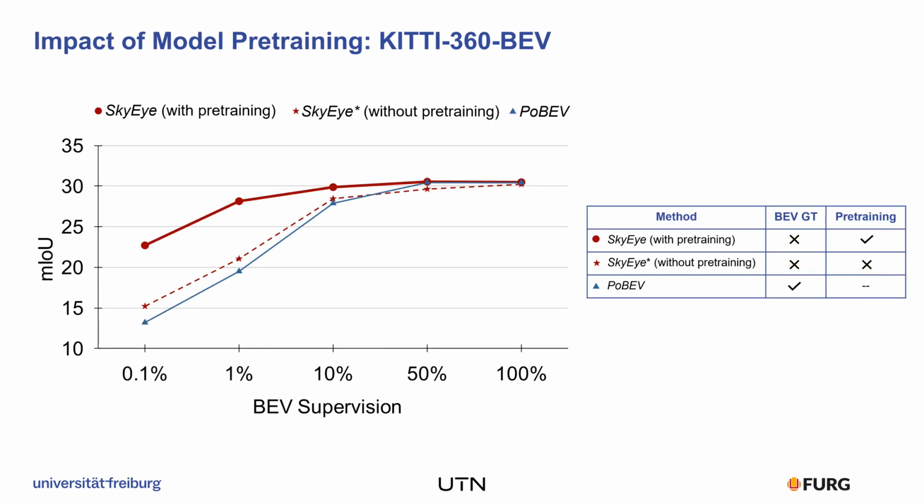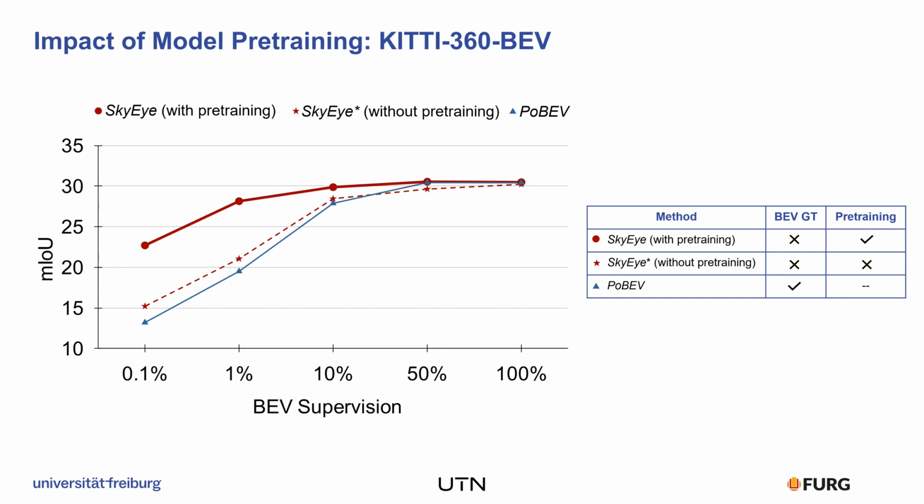To analyze the impact of model pre-training, we vary the amount of supervision in the bird's eye view between 0.1% and 100% of all the available bird's eye view samples. In this graph, SkyEye with pre-training is depicted using a solid red line, SkyEye without pre-training is shown using a dashed red line, while POBEV is depicted using a blue line. Both the SkyEye models are fine-tuned using the bird's eye view pseudo-labels, while POBEV is trained using the bird's eye view ground truth labels. We observe that our model with pre-training outperforms both the other baselines by more than 7 percentage points when trained using only 0.1% and 1% of the available bird's eye view labels. This indicates that model pre-training introduces strong spatial and semantic knowledge into the voxel grid and thus improves the geometric reasoning of the model.